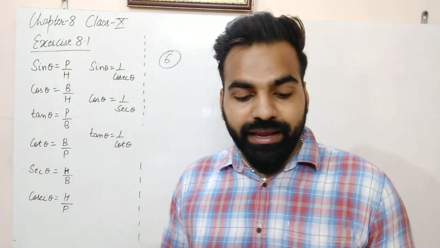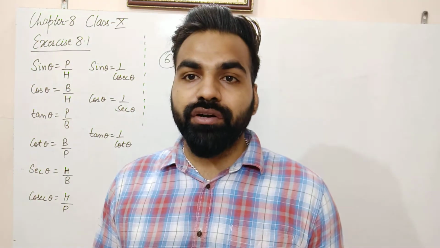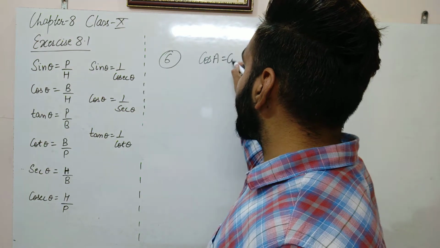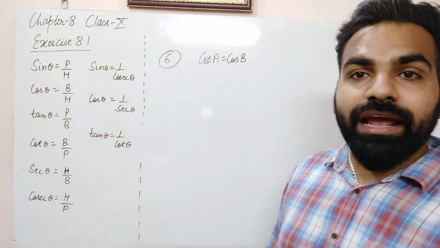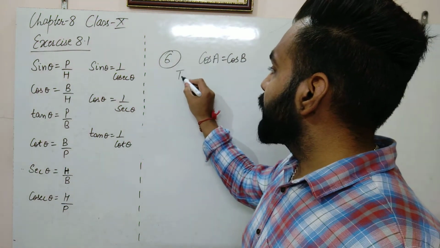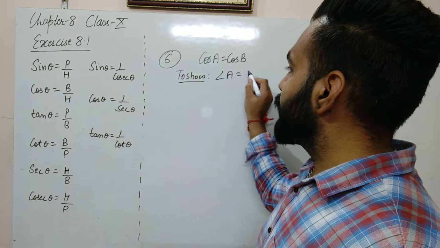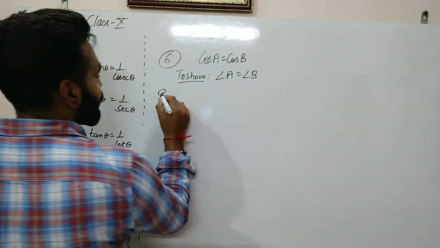If angle A and angle B are acute angles such that cos A equals cos B, then show that angle A is equal to angle B. So it is given that cos A equals cos B, and we have to show angle A is equal to angle B. Clear everyone? So let's start the proof here.